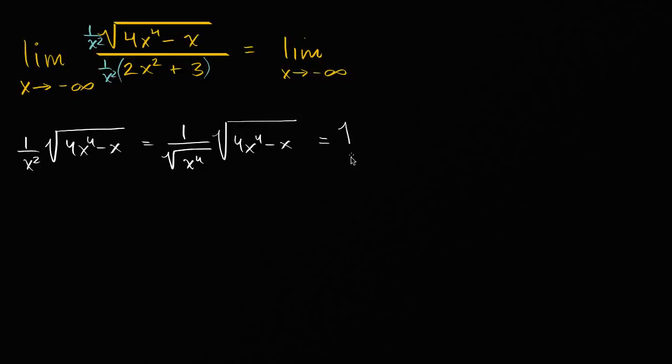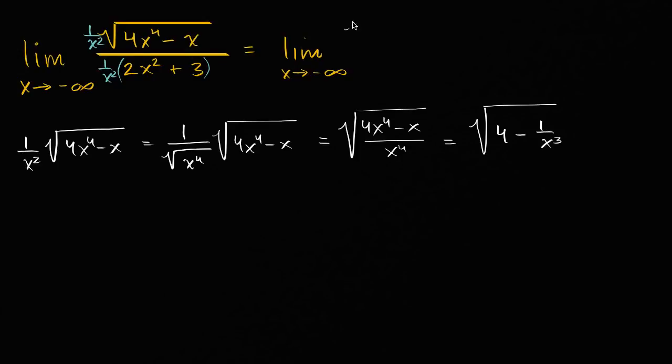And so this is equal to the square root of 4x to the fourth minus x over x to the fourth, and all I did is I brought the radical in here. You could view this as the square root of all this divided by the square root of this, which, just using our exponent rules, is the square root of 4x to the fourth minus x over x to the fourth. And this is the same thing as 4 minus x over x to the fourth, which is 1 over x to the third. So this numerator is going to be the square root of 4 minus 1 over x to the third power.